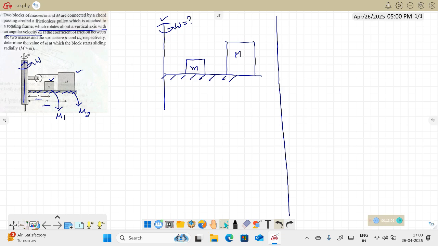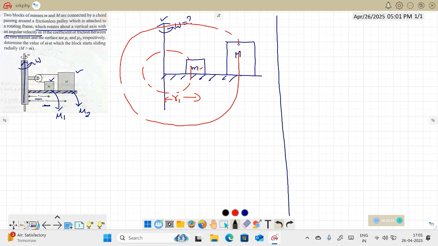That means if small m is rotating about this axis, it creates a circle of rotation of radius r1. If the other is rotating about this axis, it creates a circle of radius r2. This is the diagram given. Now they are asking for the minimum angular velocity required so that it can slide. When they are just ready to slide, friction acts, because when there is relative motion between two contact surfaces, friction exists. When they are at rest, there is no friction.